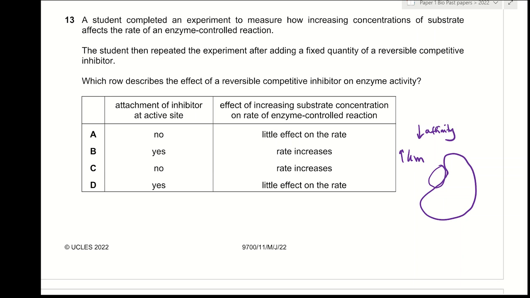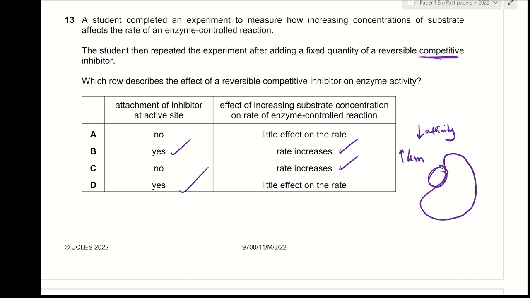Here, attachment of inhibitor to the active site. Now, as we just said, a competitive inhibitor binds to the active site, so this is correct. Then, effect of increasing substrate concentration on rate of enzyme-controlled reaction. Now, as you increase the substrate concentration, this outweighs the effect of the competitive inhibitor. Therefore, the rate increases because the effect of the inhibitor has been outweighed.